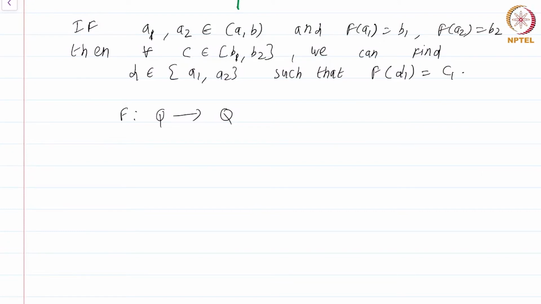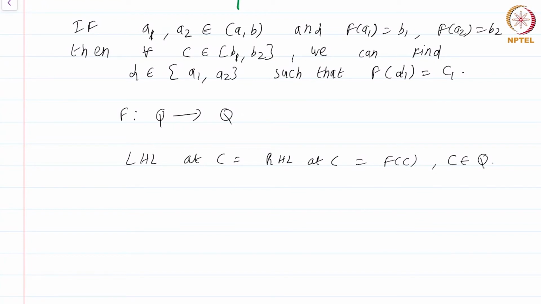You can say that a function f from Q to Q is continuous if the left hand limit at c is equal to the right hand limit at c is equal to the functional value at c, except c now belongs to Q. So for all rational points, left hand limit is equal to right hand limit is equal to the functional value. That's the definition of a continuous function.